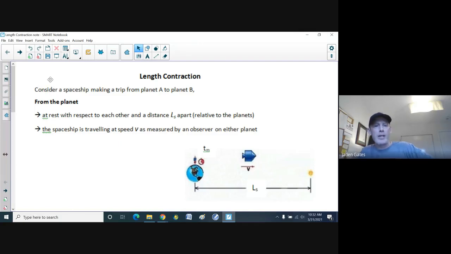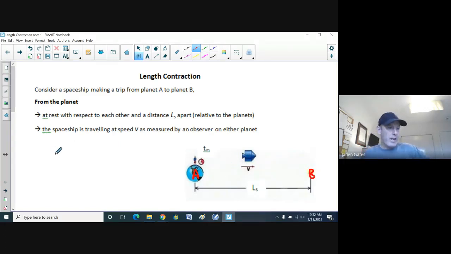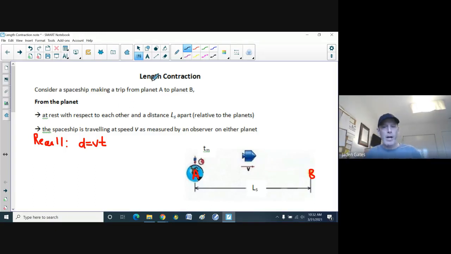So consider a spaceship making a trip from planet A to planet B. So here's planet A, and here's little planet B over here. Now, I'm going to use a little recall. I am going to use our formula: d equals v times t, or again, that's just the formula v equals d over t, just rearranged. And the other thing is that the spaceship is traveling at a speed of v.